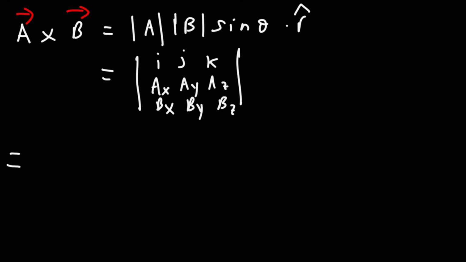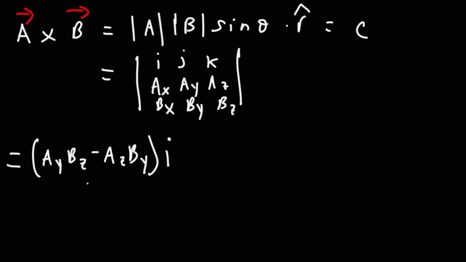Now this is equal to the Y component of A times the Z component of B minus the Z component of A times the Y component of B. When you multiply the Y and Z components of vectors A and B, this will give you the X component. And let's say this all equals some new vector C. So this represents the X component of C.